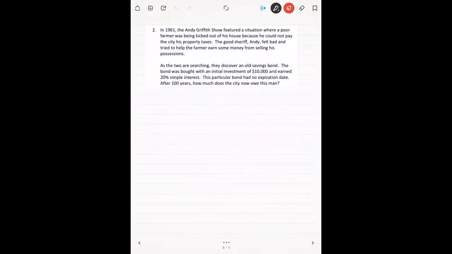Let's go ahead and do another example problem, this time trying to identify what's principal, what's rate, and what a total amount would be over time.